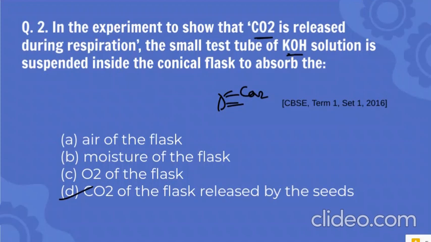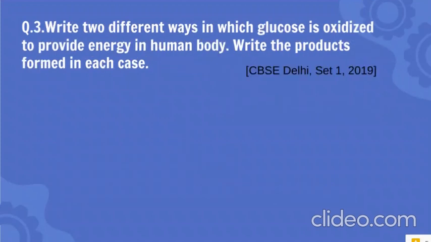Okay, now we will do subjective questions. Write two different ways in which glucose is oxidized to provide energy in the human body. So in the human body, as I said, there are two kinds: aerobic and anaerobic respiration. The first kind is aerobic respiration. Here glucose is oxidized in the presence of oxygen.